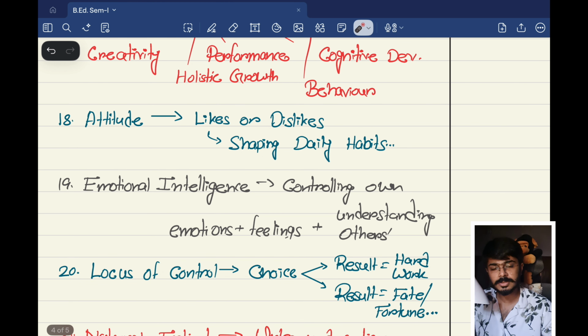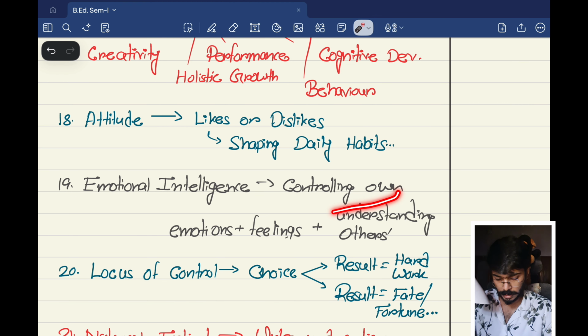Then emotional intelligence. We all know that when we can understand our emotions, we can control our emotions, and we can understand others' emotions. This is called emotional intelligence. But in this part, you have to write about your own. Like, you know that you are emotionally overwhelmed, and you know how to control it, how to balance it, right? This is emotional intelligence: controlling and understanding your own emotions and feelings, and understanding others.